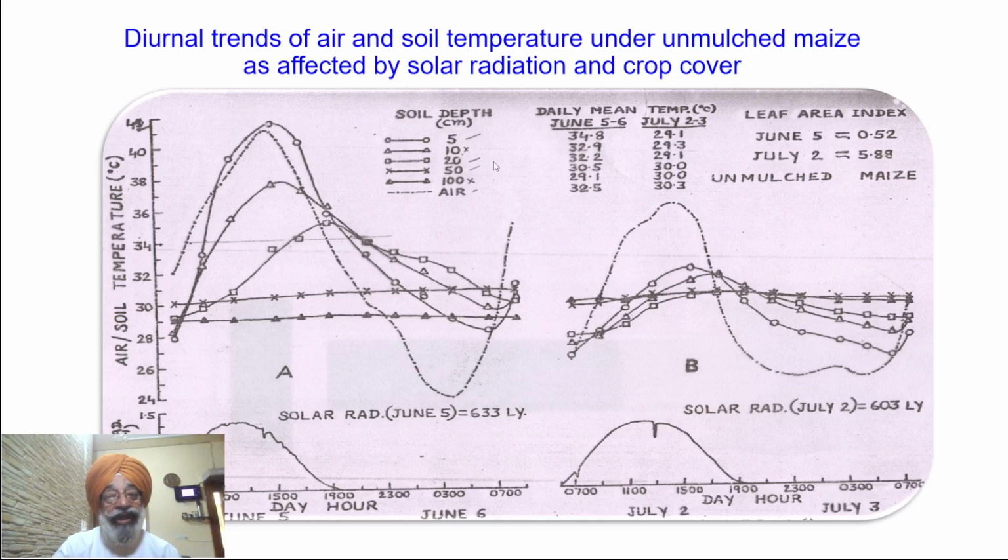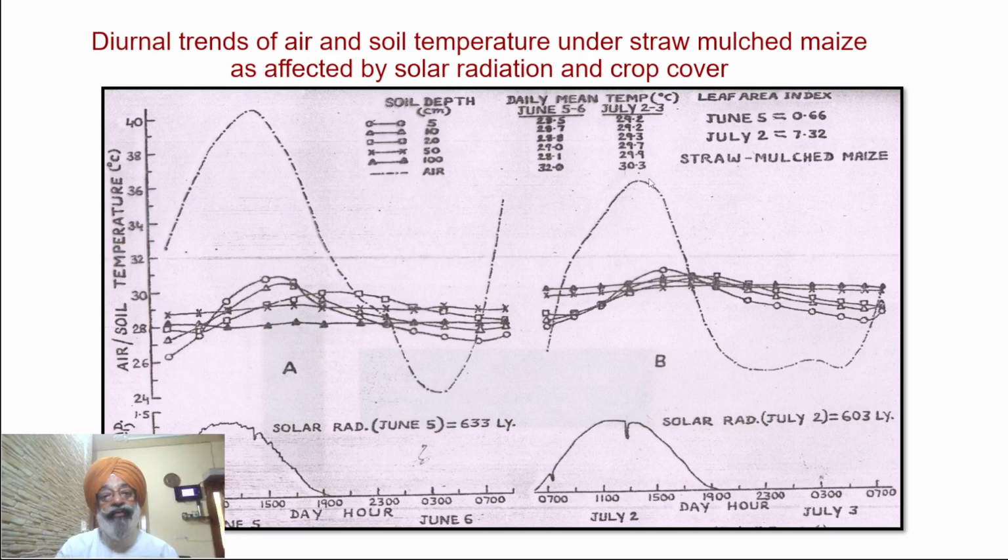So yes, both are cropped fields, unmulched crop fields, but still the diurnal fluctuation on July 5th and 6th is 17 degrees centigrade, and this diurnal fluctuation decreased to 11 degrees centigrade on July 2 and 3, and this is only because of the effect of soil moisture. Here we had rainfall and irrigation, so that lowered the soil temperature. Now what happens when you have a crop cover as well as mulch?